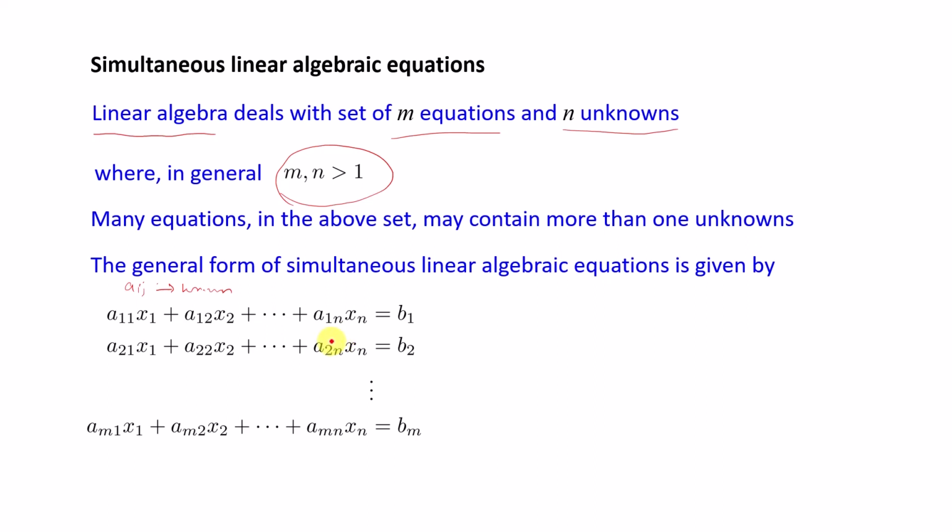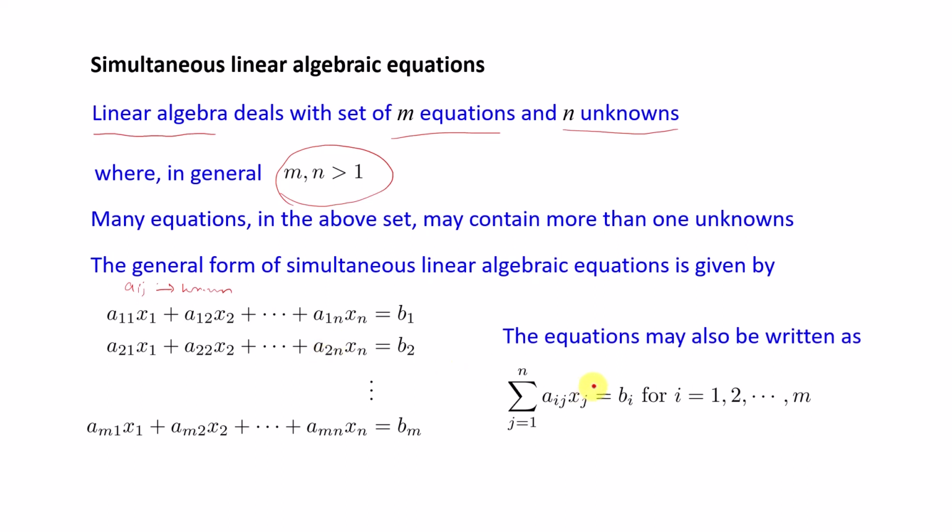These are the cases we are really interested in in linear algebra, and some cases like this we are going to solve. The equation, of course, you can write in a short form as the summation j equals 1 to n of a_ij x_j equals b_i, where i goes from 1 to m. So each i gives an equation. i equals 1 is equation 1, i equals 2 is equation 2, etcetera. This is a summation that appears in every equation.